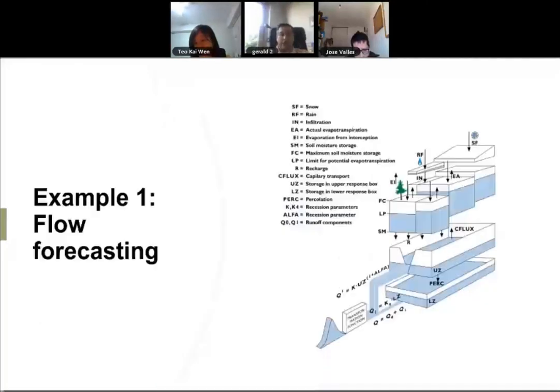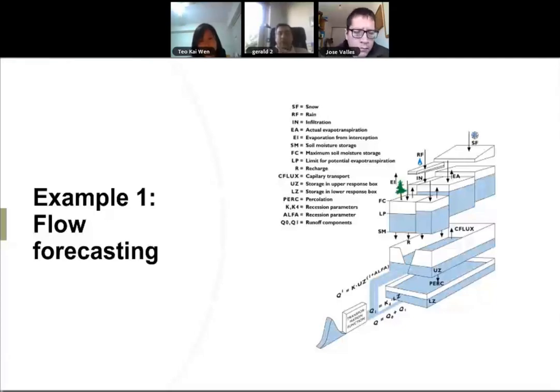So let's see the context. These are the four examples, with which I will finish my presentation. I hope not taking too much time because we started late.